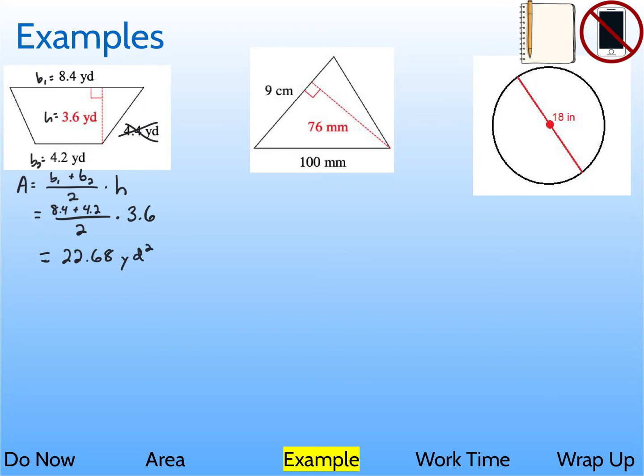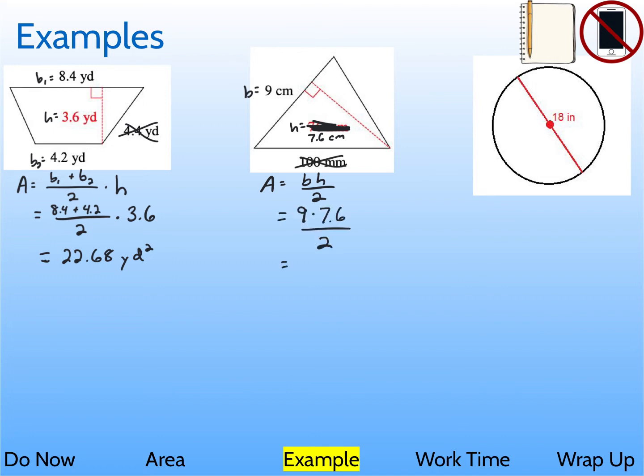So for the next one here, this is a triangle. For a triangle, the area is base times height divided by 2. And remember, the base and height are always perpendicular, so that tells me that 9 is the base and that 76 is the height. Now, notice real quick that this is in centimeters and millimeters. One quick way around that is to convert the 76 millimeters to 7.6 centimeters. And we won't be using this 100 at all.